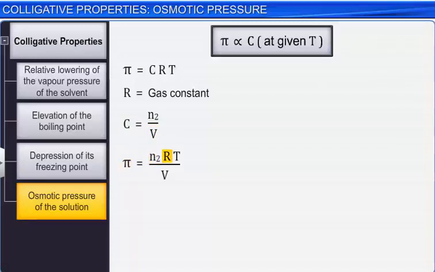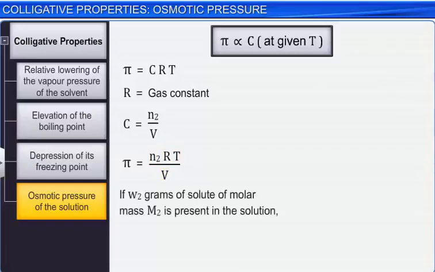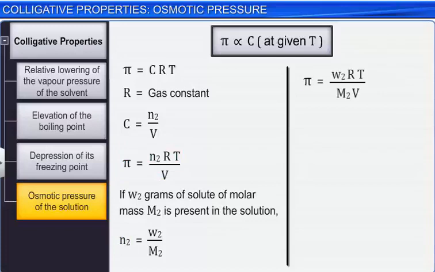If W2 grams of solute of molar mass M2 is present in the solution, then n2 = W2/M2. Substituting this value of n2 in the earlier equation, we get π = W2RT/(M2V). Rearranging the equation for M2, we get M2 = W2RT/(πV).